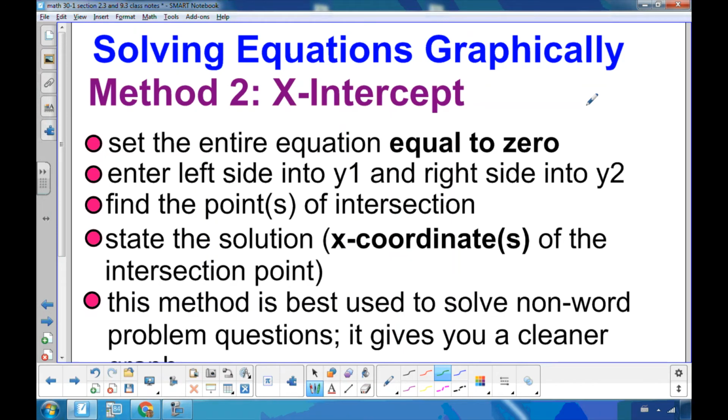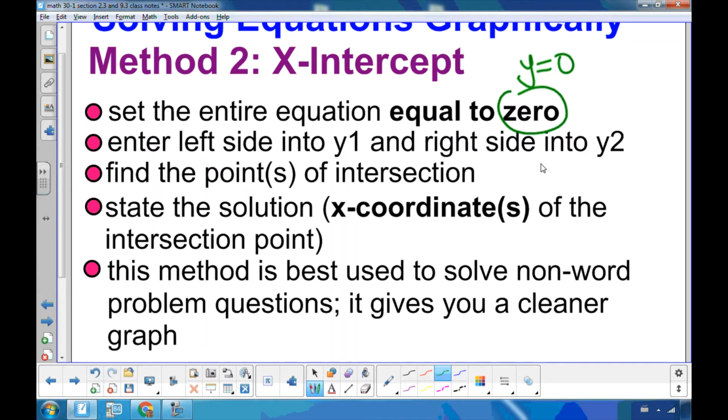Okay, let's look at method number 2, which is the x-intercept method. In this method, we want to set the equation equal to 0. The reason I want to set it equal to 0 is because I'm looking at an x-intercept, which is the point at which it crosses the x-axis, and the x-axis has the equation y equals 0. That's why we set it to 0.